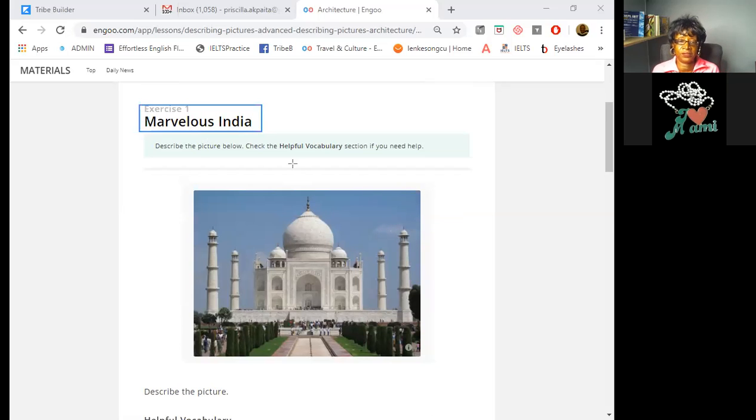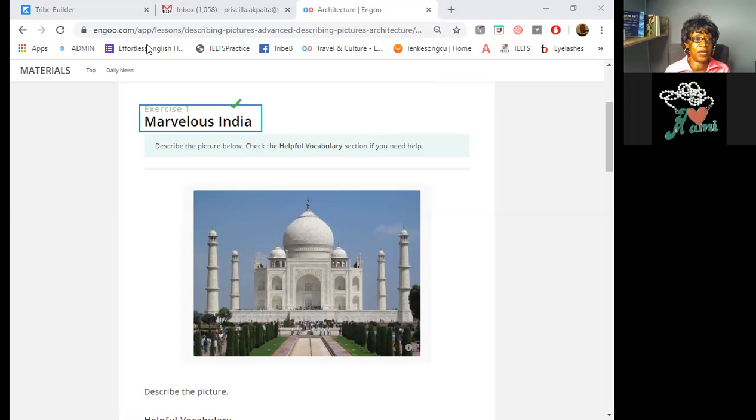The picture that we're looking at the moment is about India. Ellen, what is this picture about? Just tell me, what is this picture about? It's right here. Marvelous India. No, I want you to say this picture is about marvelous India. Okay, I want you to say exactly what you hear me say. This picture is about marvelous India. Perfect. So you're going to begin your description by saying, this picture is about marvelous India.